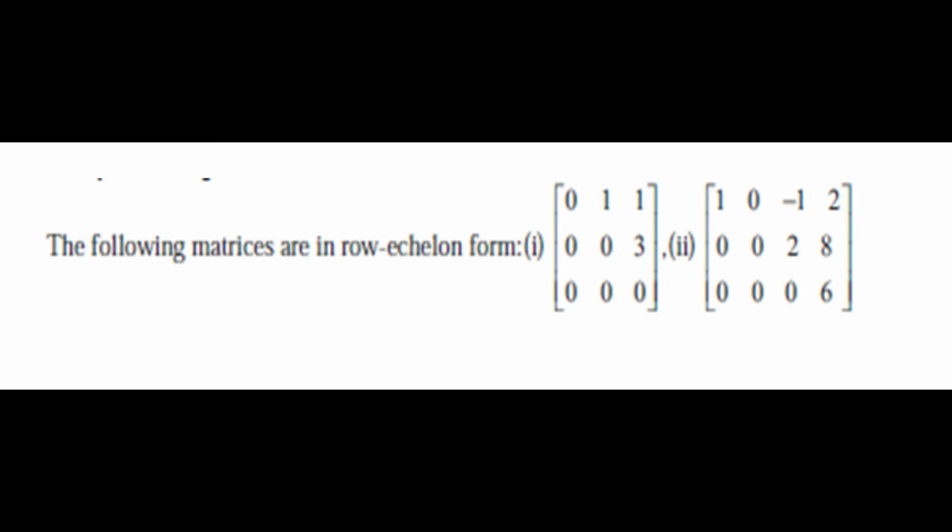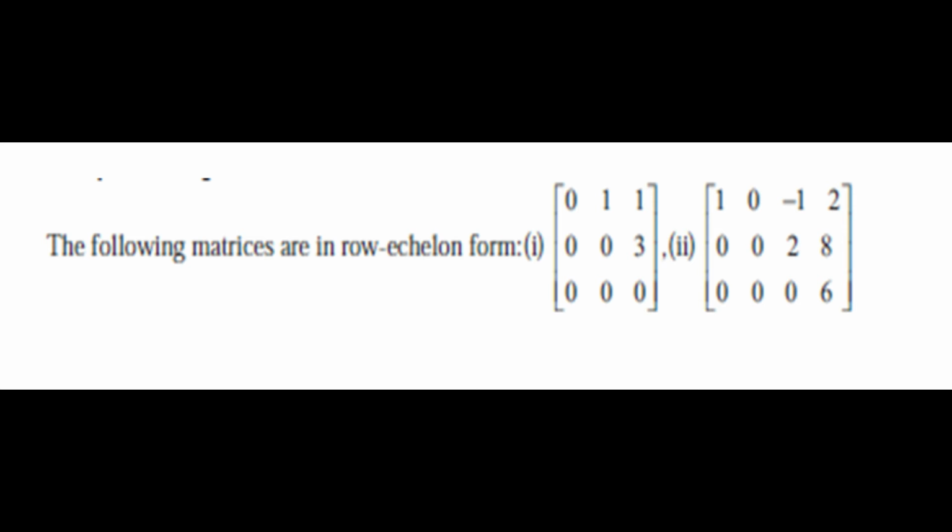For example, see the two matrices. Consider the matrix in the first one. Go up row by row from the last row of the matrix. The third row is a zero row. The first non-zero entry in the second row occurs in the third column and it lies to the right of the first non-zero entry in the first row, which occurs in the second column. So the matrix is in row echelon form.